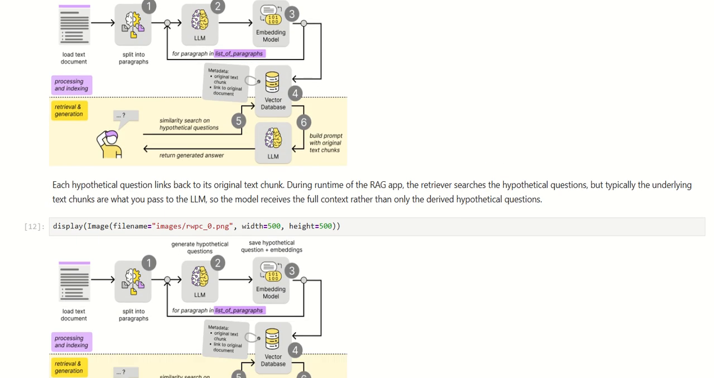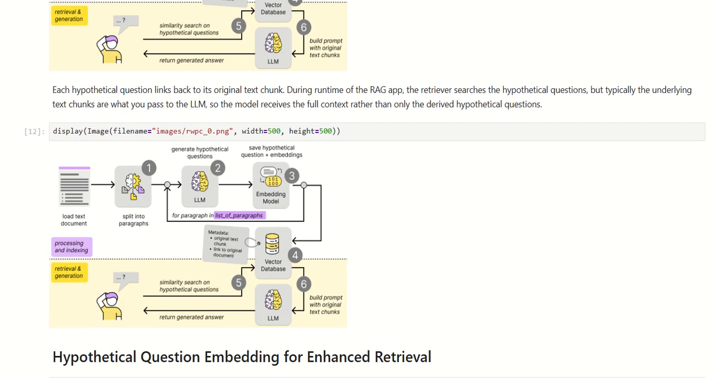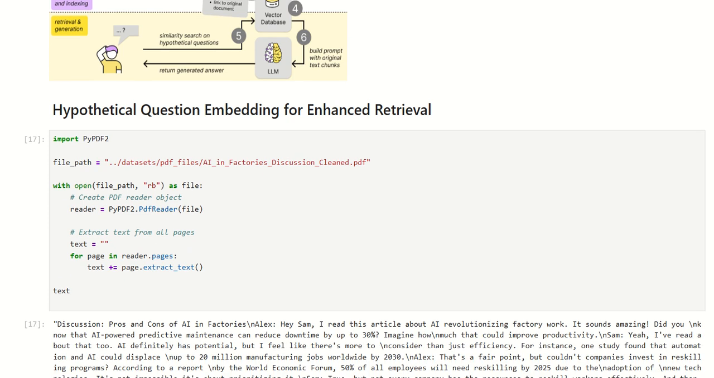Each hypothetical question links back to the original text chunk during runtime of the RAG app. The retrieval searches the hypothetical questions, but typically the underlying text chunks are what you pass to the LLM. So the model receives the full context rather than only the derived hypothetical questions. So now, hypothetical question embedding for enhanced retrieval.